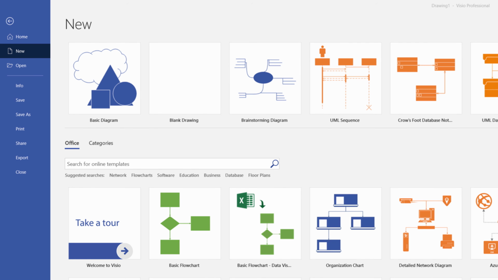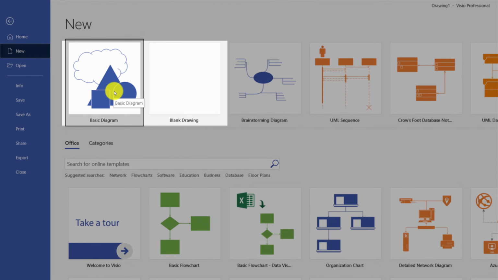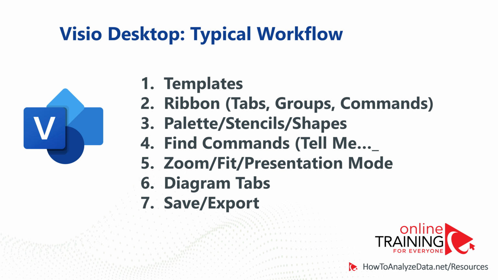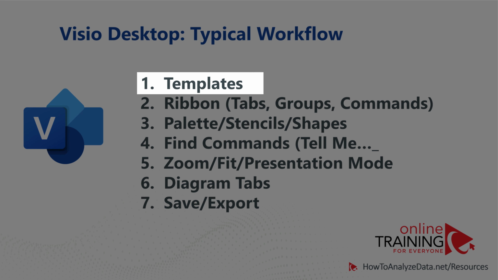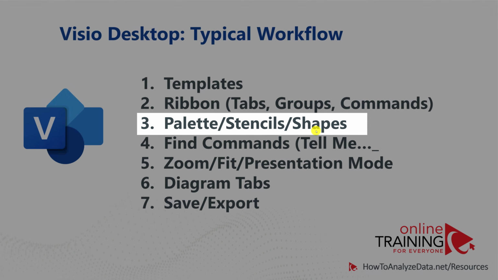If you're unsure which template you need, you can start with the basic diagram or blank drawing. I'm going to click on the basic diagram to start my Visio diagram. In your typical Microsoft Visio workflow, you will start by selecting the template. You use Microsoft Visio by using the ribbon interface with its tabs, groups, and commands. You access all the shapes that you need through the palette, stencils, and shapes.